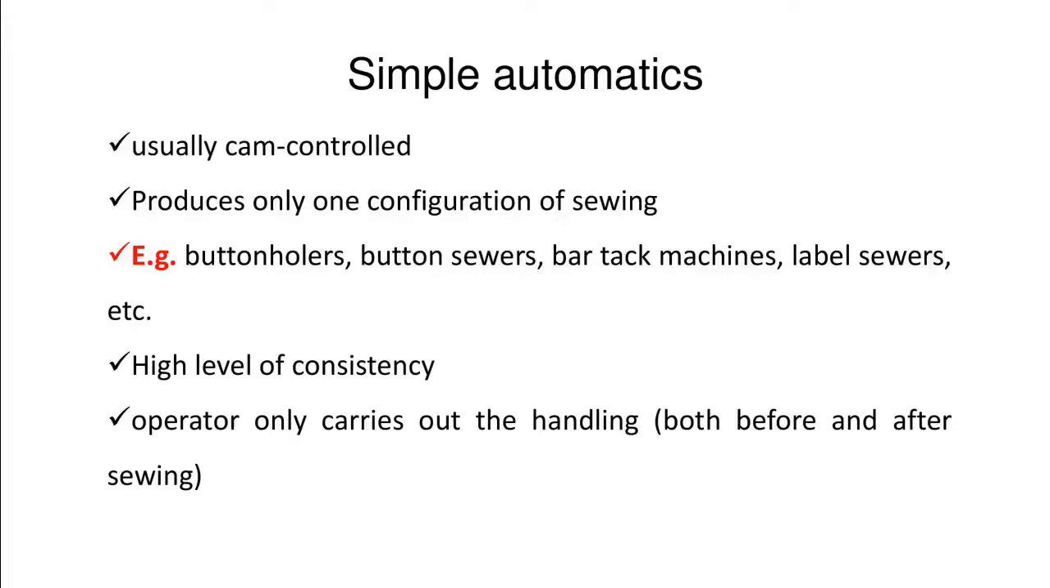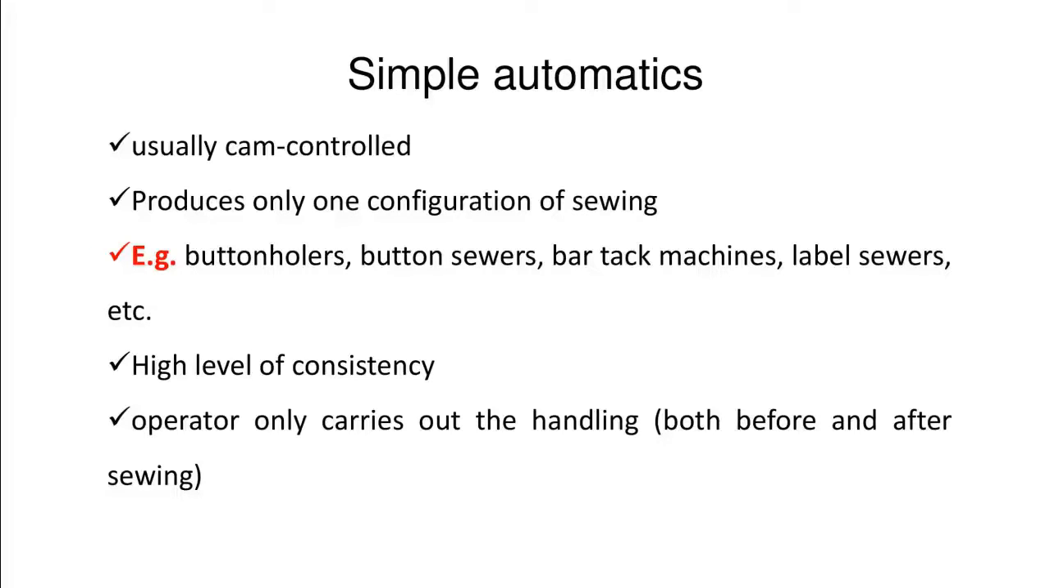Computer CAD and CAM. CAD is computer aided design and CAM is computer aided manufacturing. So CAM controlled is computer controlled. Now it produces only one configuration of sewing. One configuration of sewing means if you're doing buttonholing, that machine can only do buttonholing. It cannot do anything else. Same for button sewers or Bartek machines or label sewers.